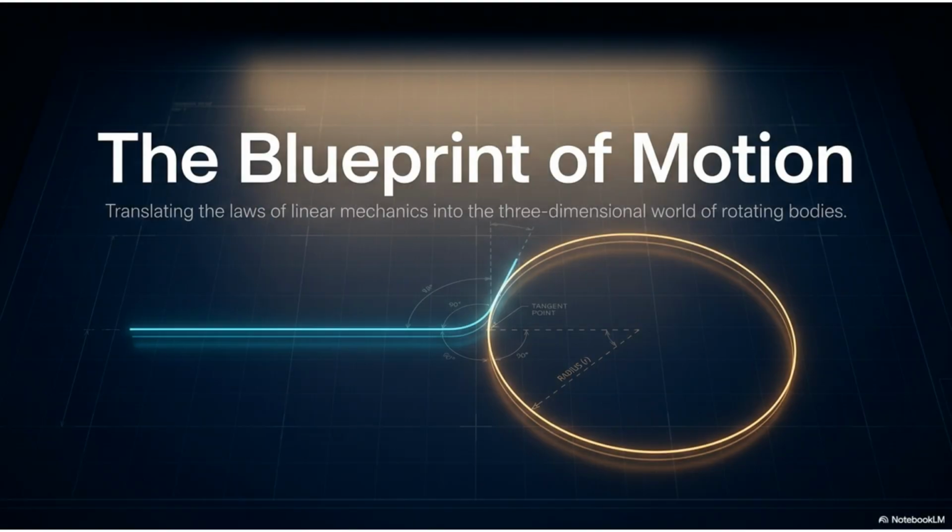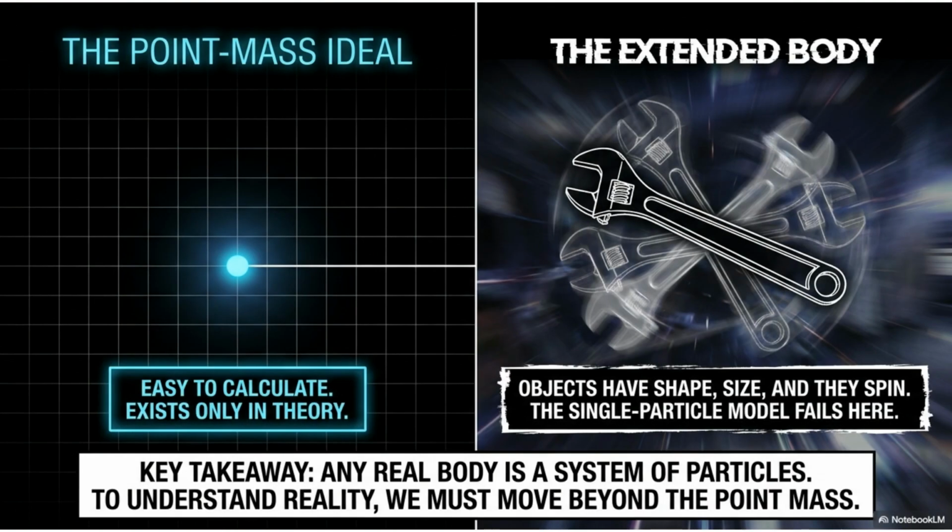Welcome to this video on the blueprint of motion. We will explore how the fundamental laws of linear mechanics translate into the three-dimensional world of rotating bodies. In physics, we often start with the point mass ideal, a simplified model that is easy to calculate but only exists in theory. However, real objects have shape, size, and spin.